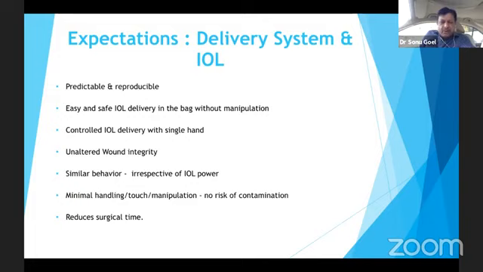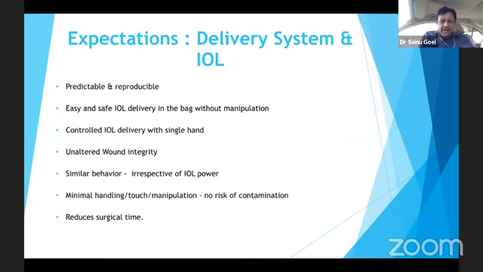Now, this is one very important point where the rest of the commercial systems do not stand up. At extremes of power, the delivery system usually behaves erratically, with cartridges getting ruptured and the lens getting snagged at the incision site. Minimal handling or touch and manipulation means no risk of contamination. All these points boil down to one important thing: as busy surgeons, you are reducing the surgical time, and that is what everybody wants, to move out of the OR as quickly as possible.